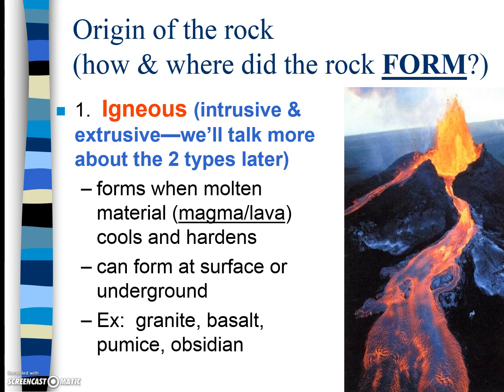But you have intrusive and extrusive igneous rocks, and it forms when molten material, which is magma and lava, cools and hardens. It can form at the surface or even underground of a volcano, and your examples of igneous rocks are granite, basalt, pumice, and obsidian.